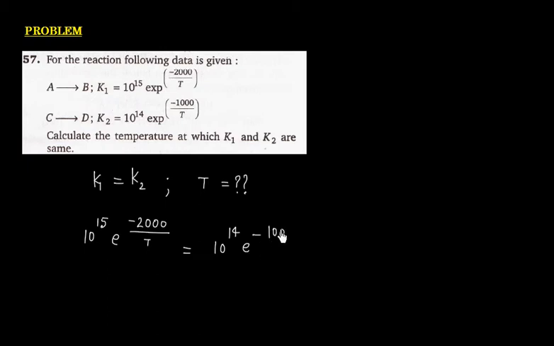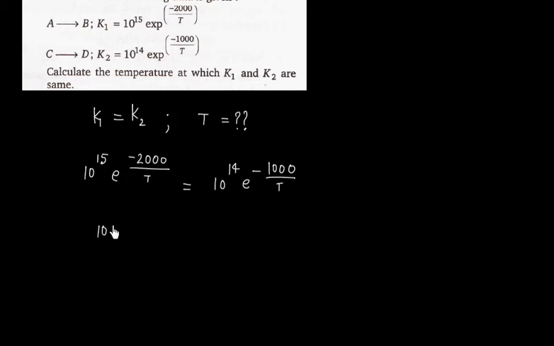Now let us discuss the next problem. So we have been given two reactions, and rate constants K1 and K2 are given. We have to find the temperature so that K1 is equal to K2. For this we need temperature. So what is the temperature for which K1 is equal to K2? So we can equate K1 and K2. K1 is 10 to the power 15 e to the power 2000 by T, and this is 10 to the power 14 e to the power minus 1000 divided by T.